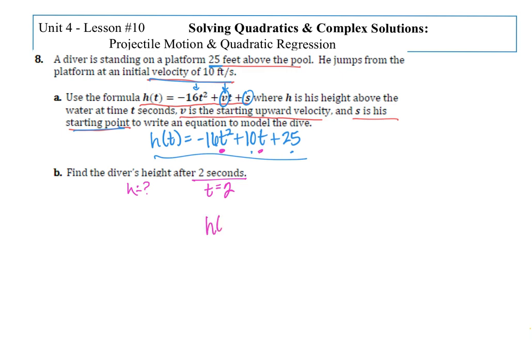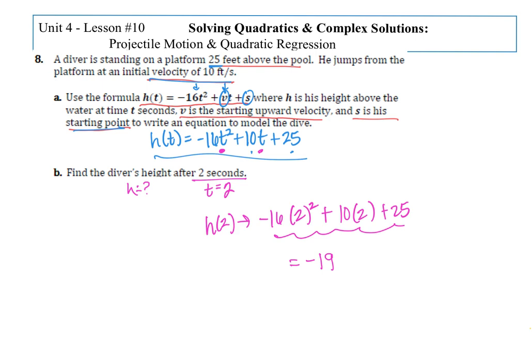So we're finding h of 2. We have negative 16 times 2 squared. Again, that 2 is for 2 seconds. Plus 10 times 2 plus 25. And we type all of this into our calculators and we get negative 19.